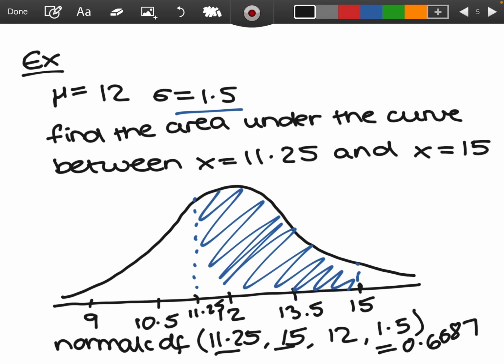But in this problem, again, we have been given our lower and upper limits. We can just type those in. We can type in our mean, type in our standard deviation, and we're done.